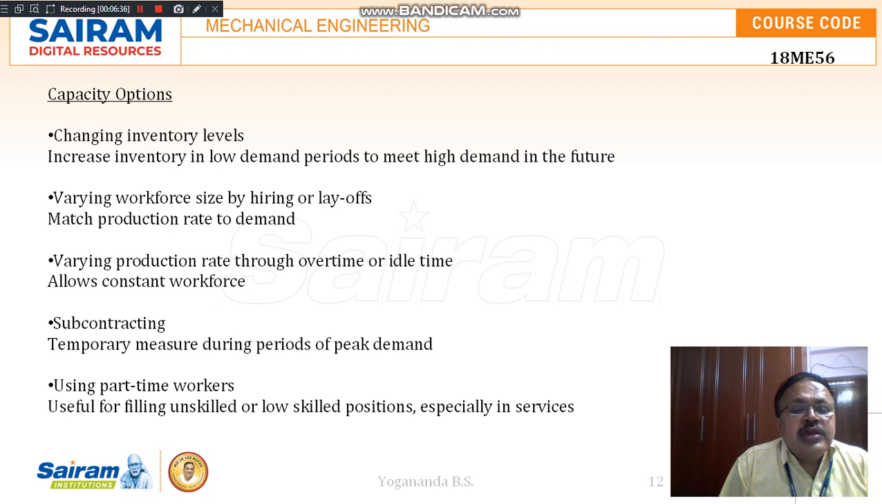Then varying the workforce size by hiring or layoffs, so that we maintain the workforce according to our requirement. If we find excess staff, we lay them off based on the capacity. Then varying the production rate through overtime or idle time. By making them work overtime when the production rate is to be higher, we balance the production rate, and when the production rate is to be maintained below average, instead of removing the workers, we keep them idle.